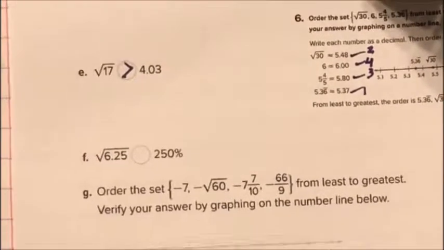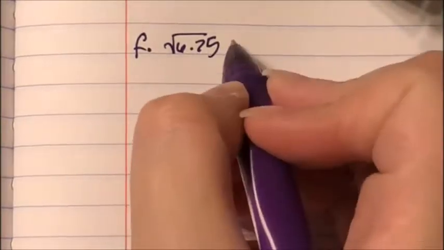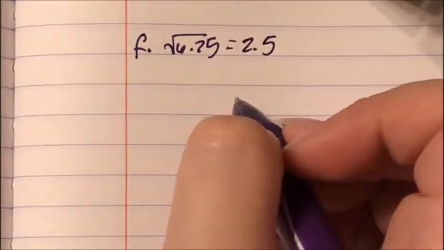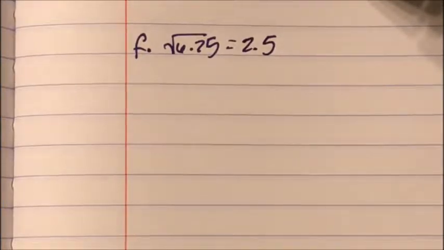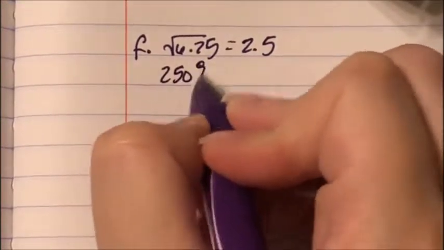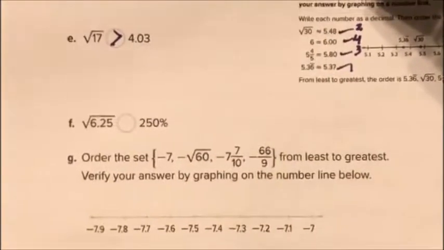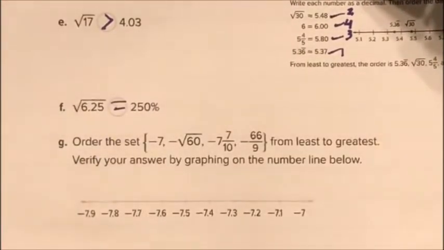Okay, I have F, square root of 6.25 and 250%. Okay, square root of 6.25 is 2.5. 250% is also 2.5. They're the same, so they are equal to one another. So F is equal.